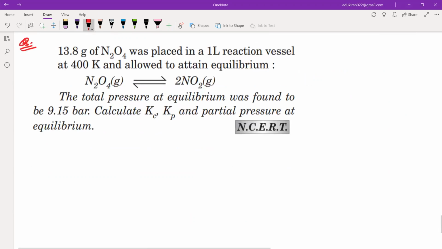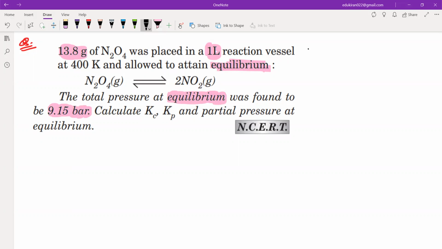So see, 13.8 gram of N2O4 was placed in a 1 liter reaction vessel at 400 Kelvin and allowed to attain equilibrium. The reaction is N2O4 decomposing into 2NO2. The total pressure at equilibrium was found to be 9.15 bar. Calculate the Kc, Kp, and partial pressures at equilibrium.